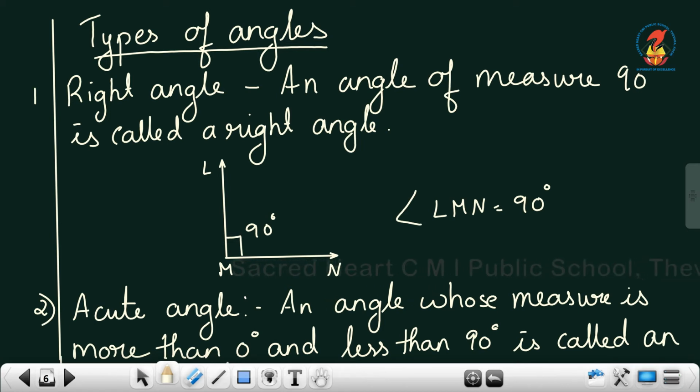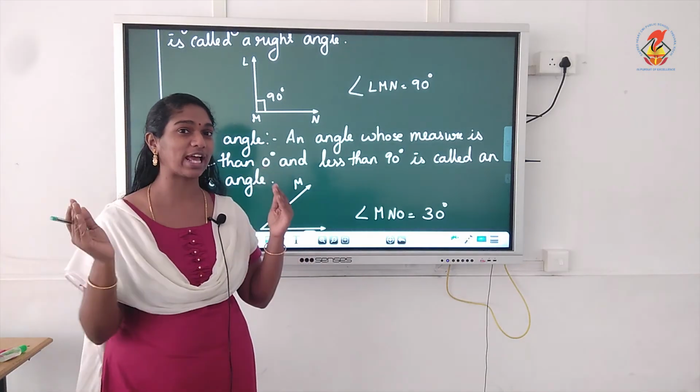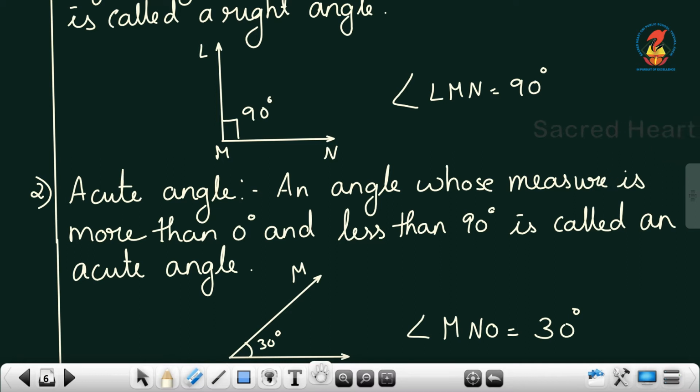Now coming to the next one, second one, that is acute angle. Cute means, usually for whom do we say cute? For babies, isn't it? Babies are small. Keep that concept in mind. Cute is small. For small babies we say cute. So keep in mind, acute means it is a small angle. An angle whose measure is more than 0 degree and less than 90 degree, that type of angles are called acute angles.